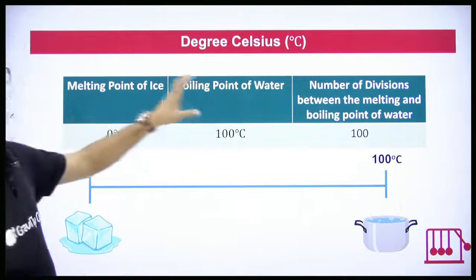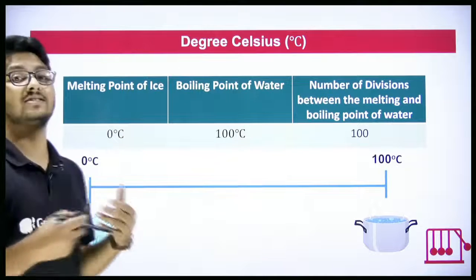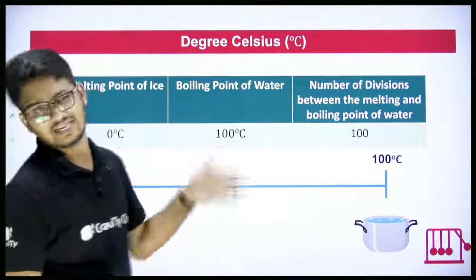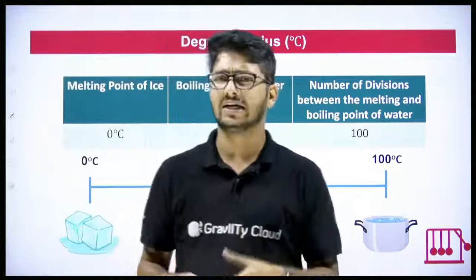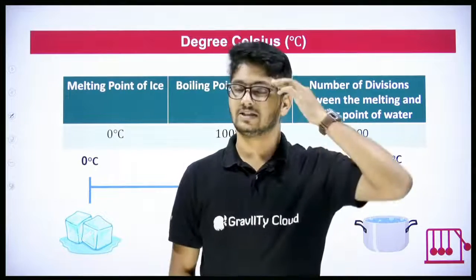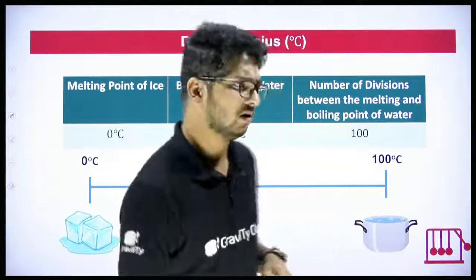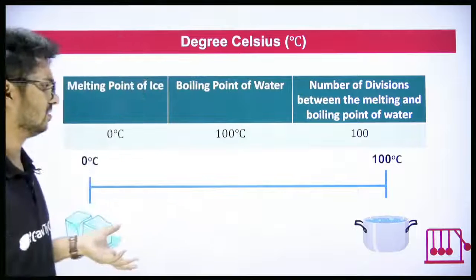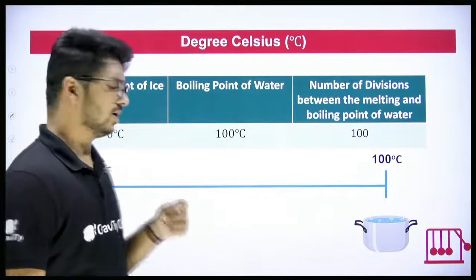The melting point and boiling point. It is something that is defined. Now, Celsius is also the name of a scientist. So this scientist Celsius thought, there is a melting point of ice, there is a boiling point of water.